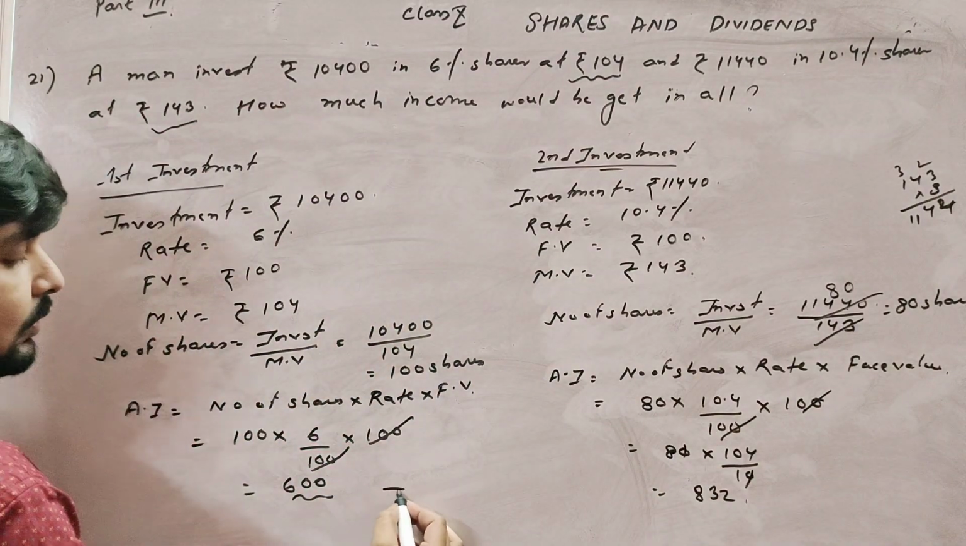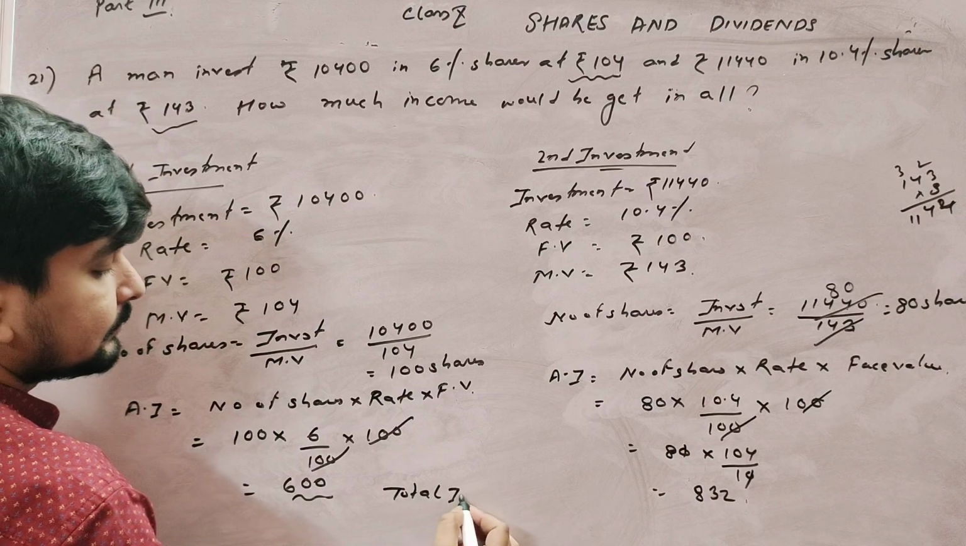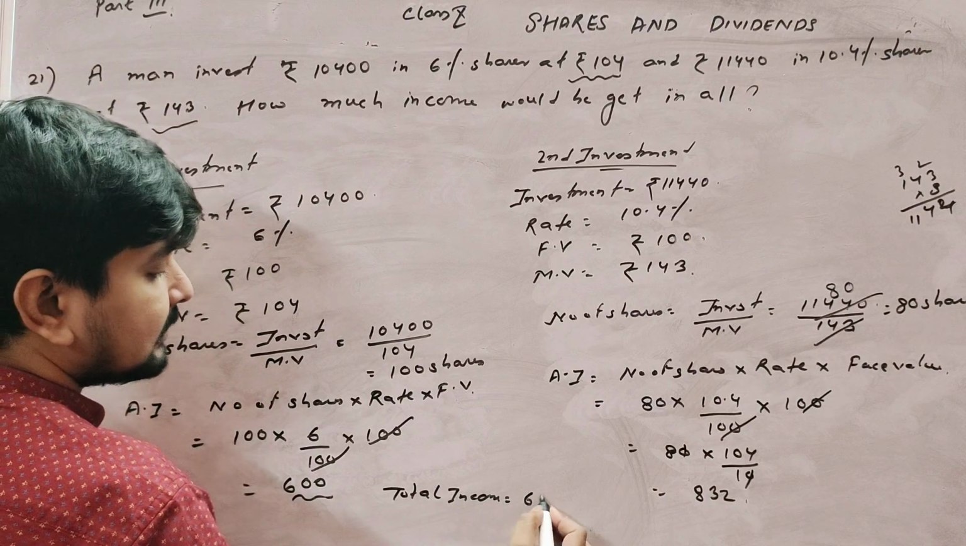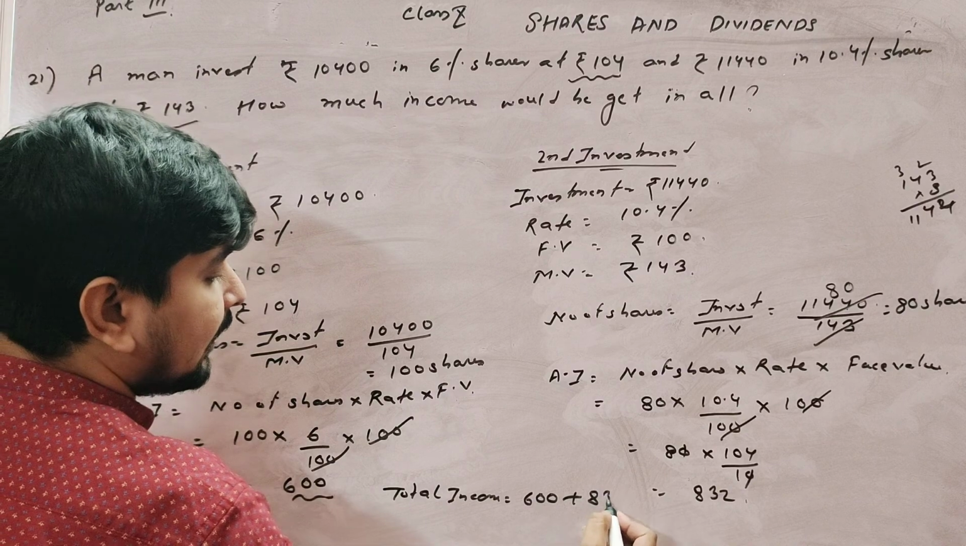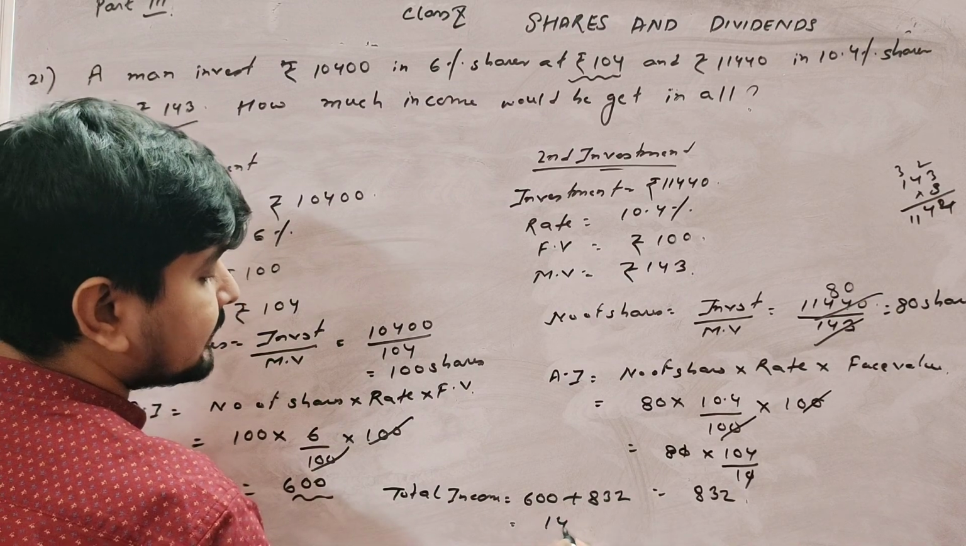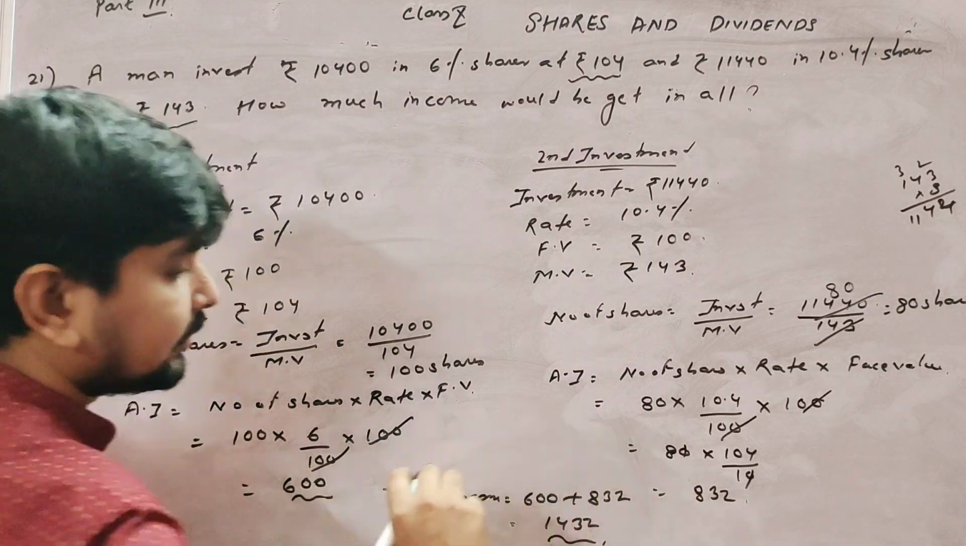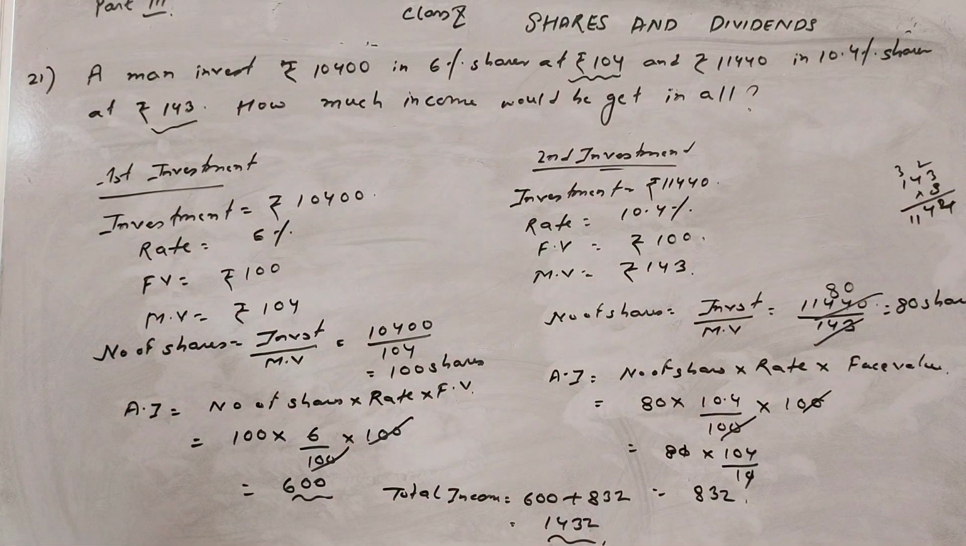Okay, so total income: 600 from first investment and 832 from second investment. So total income is 1432. Clear? Note.